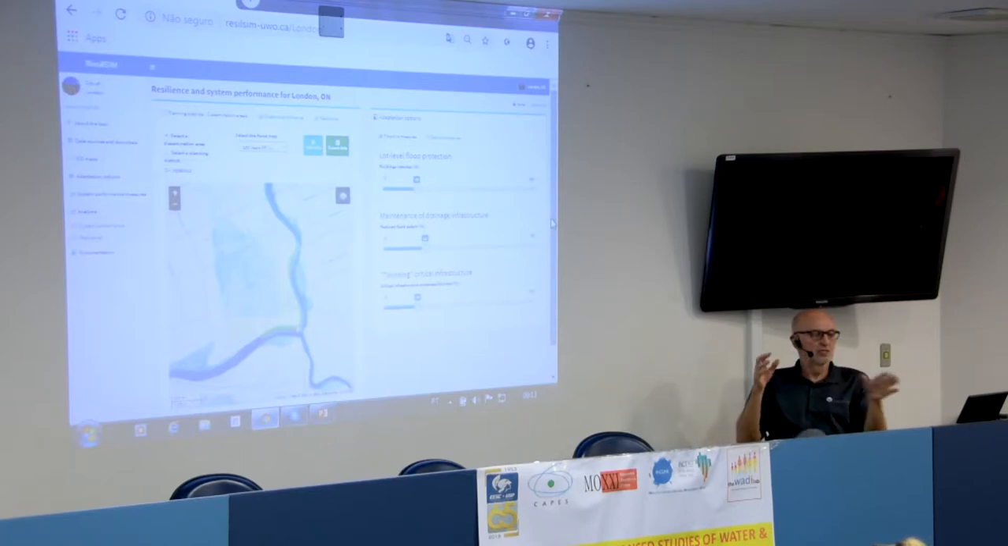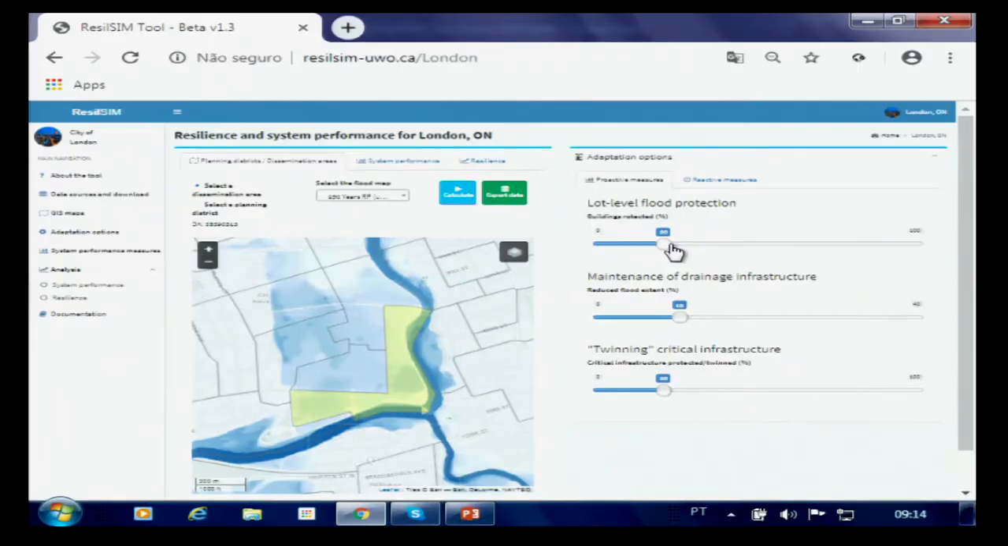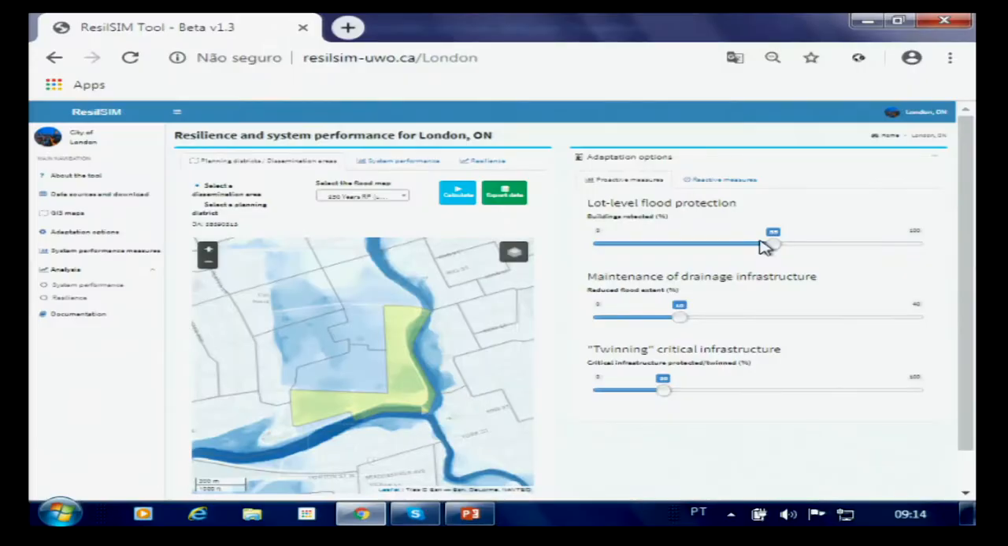You create the adaptation option by combining the measures. These are the proactive measures, so lot-level protection. We did not use real units. For now, in the demo, we just keep a percentage value of effort between 0 and 100, which is easier, because for different locations and different measures you would need different units. For the full-scale system we did that, but for the demo, no. You can easily change the levels, and the system immediately does the calculation and responds. For proactive, we have lot-level protections, maintenance of infrastructure, hardening of infrastructure, and so on.